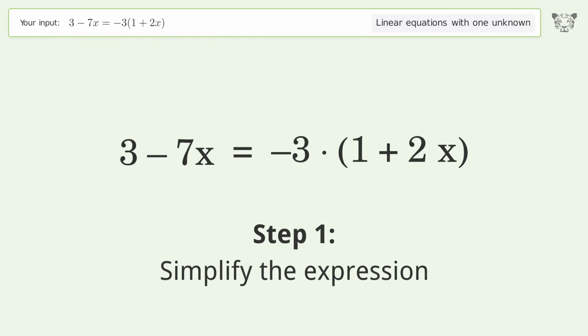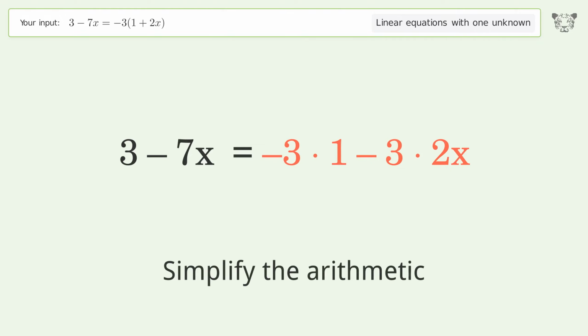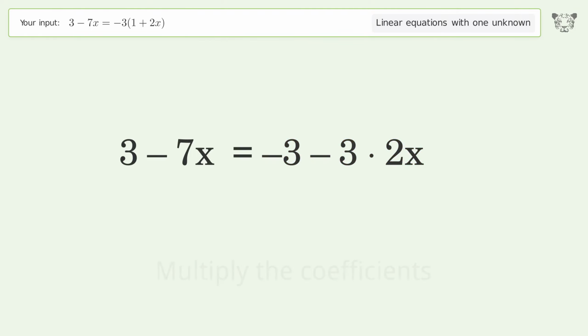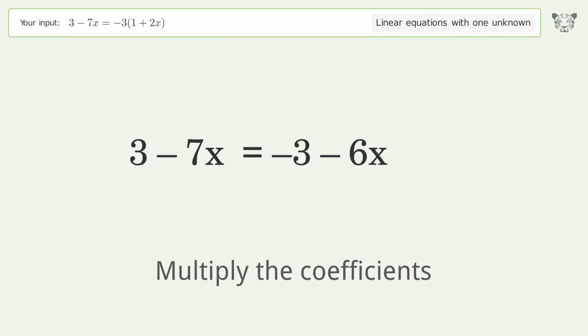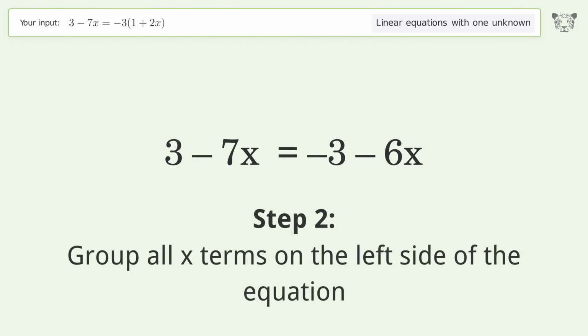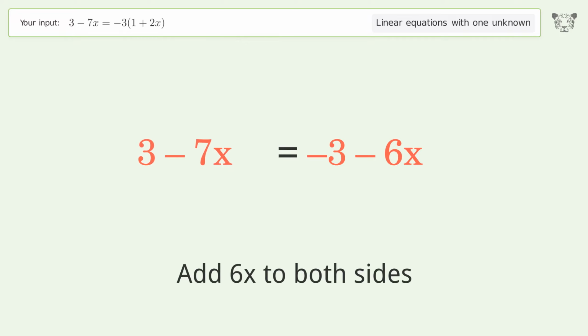Simplify the expression. Expand the parentheses. Simplify the arithmetic. Multiply the coefficients. Group all x terms on the left side of the equation. Add 6x to both sides.